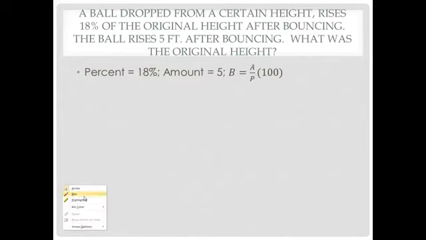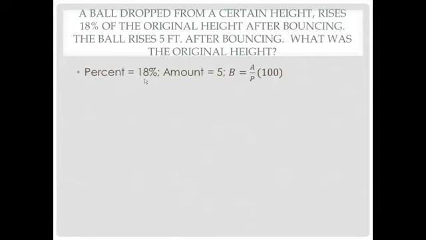All right, let's look at this one. It says a ball dropped from a certain height. It rises 18% of the original height after bouncing. The ball rises 5 feet after bouncing. What was the original height? The original height would be the base, the total height that the ball was dropped from. It bounced after it hit the ground and rose 5 feet, which was 18% of the original height.